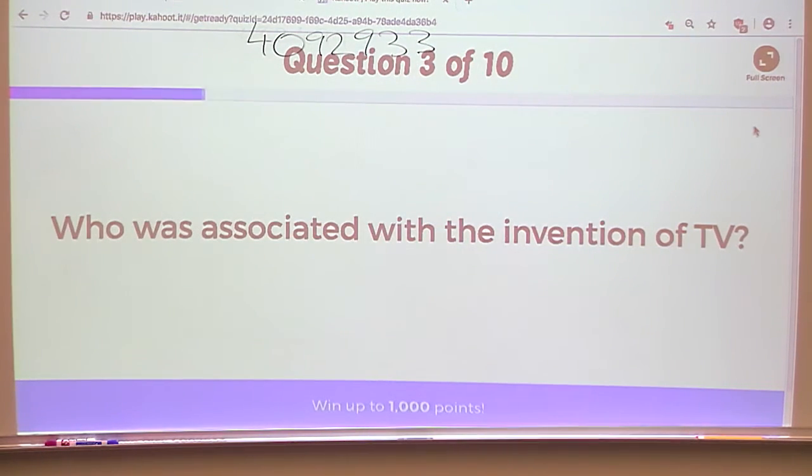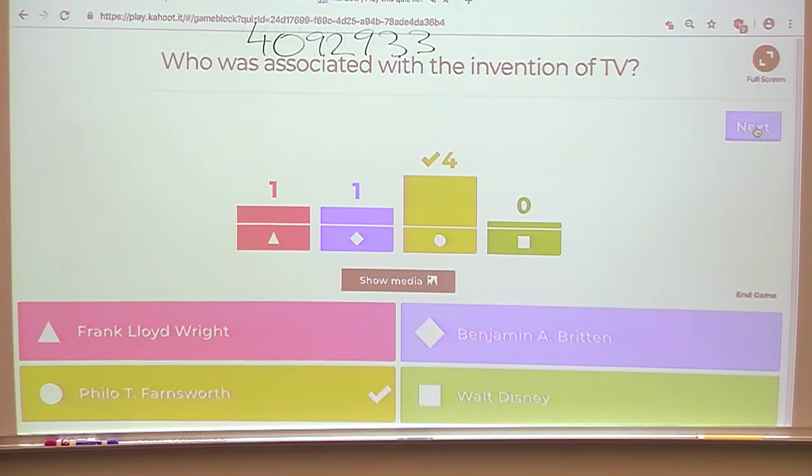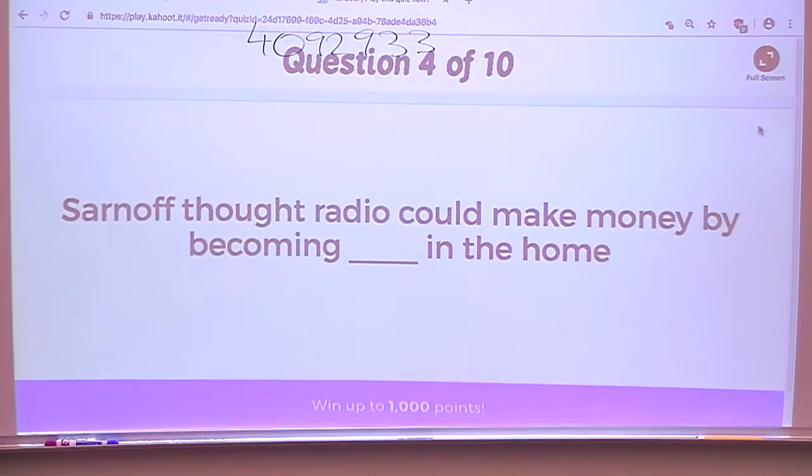Who was associated with the invention of TV? So there were 2 guys who were battling each other, but one is credited with actually inventing television, and the other guy's name is not even on that list, just to make it a little less ambiguous. So we're going to skip ahead to the answer. 4 people got it right. Philo T. Farnsworth. Who could forget that name? Credited as the inventor of television.